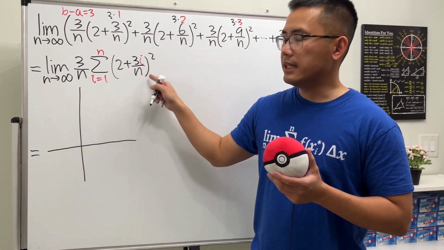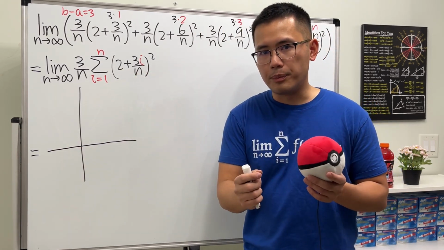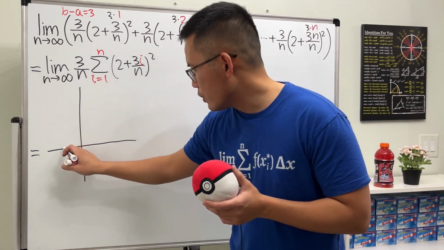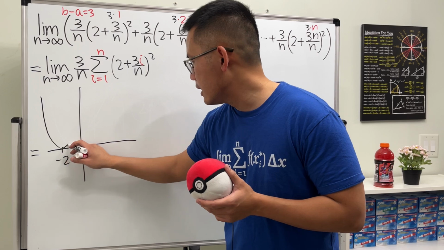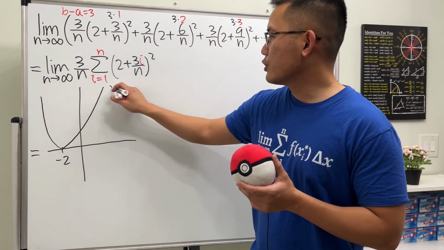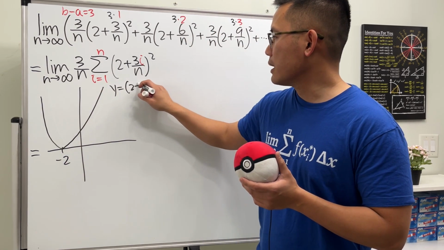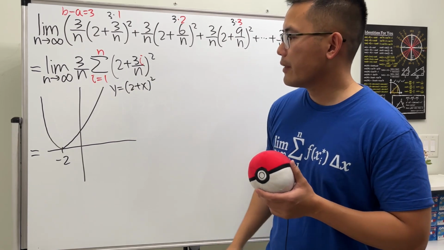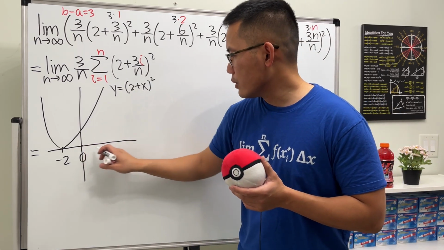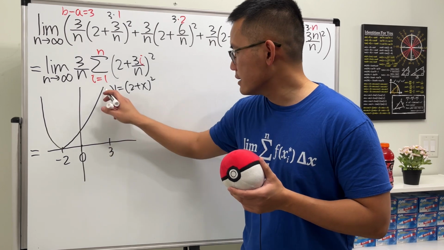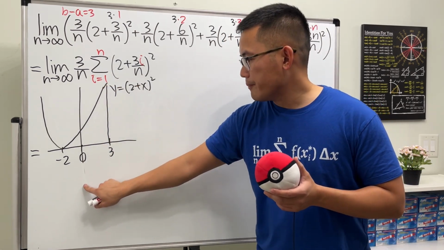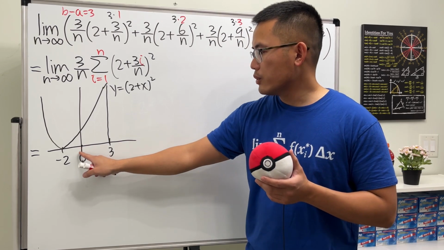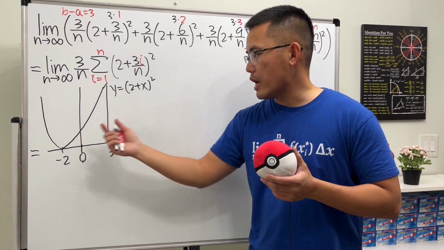And we have 2 plus x to the second power, so we'll move the parabola twice to the left. So let's say this right here is -2, and then we have that parabola like so. And I'm just going to put down y is equal to 2 plus x and then square. And then we are going to go from 0 to 3. So somewhat like this. Okay, now keep this in mind. Right here, we are going to integrate from 0 to 3, find this area.